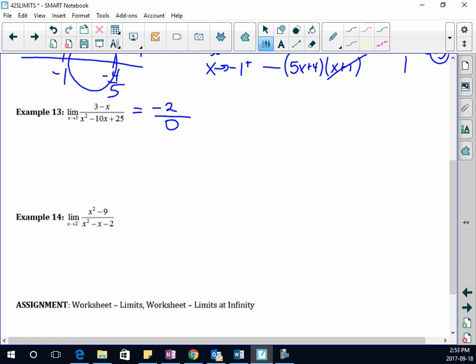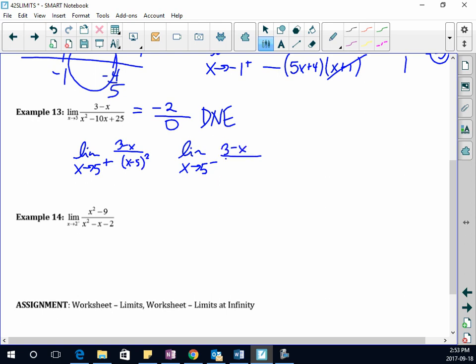So now what do we do? It's D and E. But on the worksheet, it'll say if it does not exist, you need to tell me the sign, just so you know. So we're going to split this up to be the limit as x goes to 5 from the right and the limit as x goes to 5 from the left. And just to make things easier, I'm going to factor the bottom. And what does it factor to be? X minus 5, the whole thing squared.